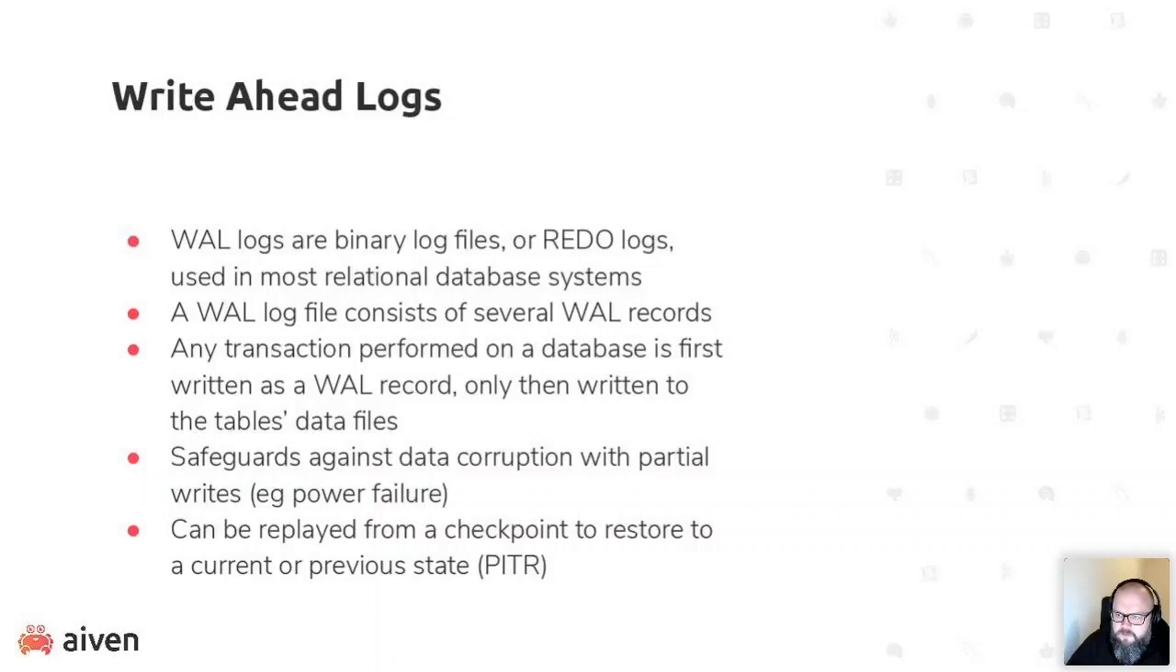As write-ahead logs play an essential role here, I'll tell you a bit about them. WAL logs are binary log files, sometimes also known as redo logs, that are used in most database systems. A WAL log file consists of many WAL records. The idea there is that any transaction performed on a database is first written as a WAL record, and only then written to the table's data files. This way they safeguard against data corruption that could happen, for example, in the event of a power failure.